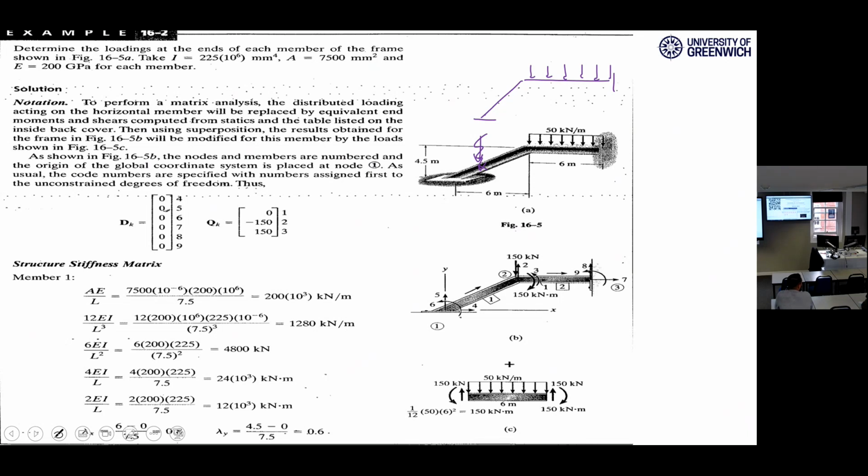So another solution is to use the superposition principle, which means that we assume that this structure is identical to this structure. 50 kilonewton per meter. This is also fixed. We fix everywhere. We fix all of the nodes. Are they identical? It's a lie. They are not identical.